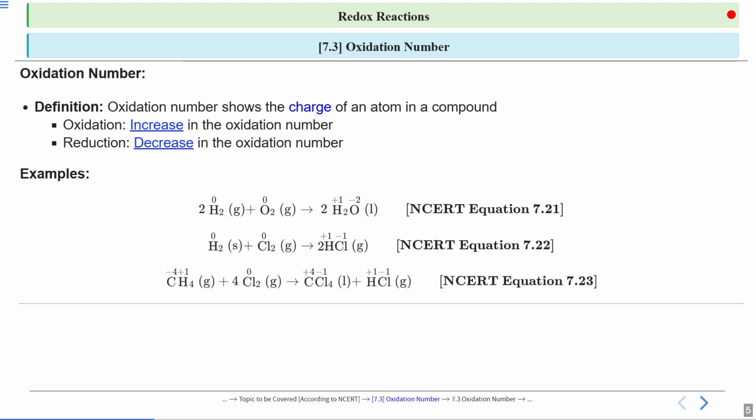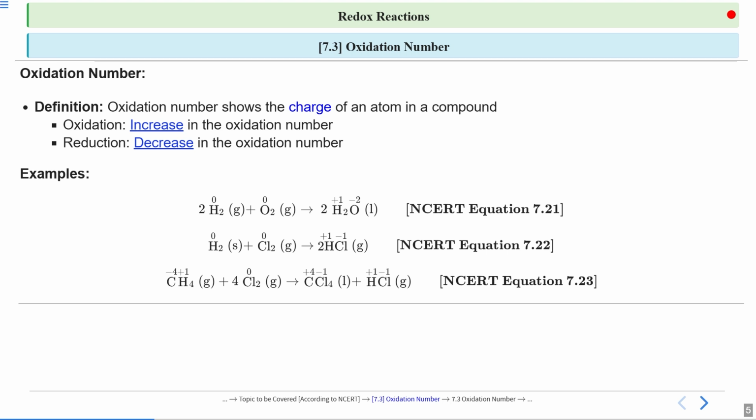While if you look at the third reaction, NCERT equation 7.23, you will find that methane, CH4, is reacting with Cl2, forming carbon tetrachloride, CCl4, plus HCl, hydrogen chloride. In this, the oxidation number of chlorine in the reactant is 0, while in the product it is -1. While for carbon, it is -4 in the reactant, while in the product it is +4.